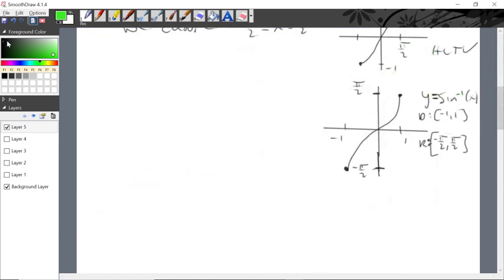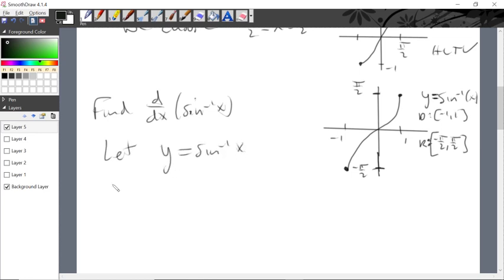We're going to use invertibility and the fact that we already know the derivative of the sine function in order to find the derivative with respect to x of the arc sine of x. Here's what we do. Let y equal the arc sine of x, then by invertibility the sine of y is equal to x.